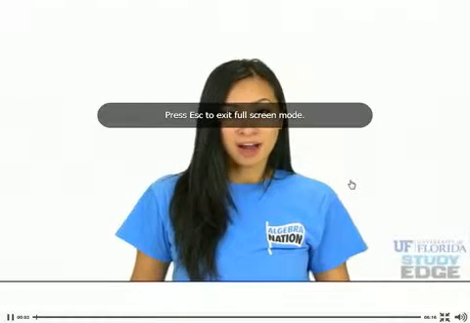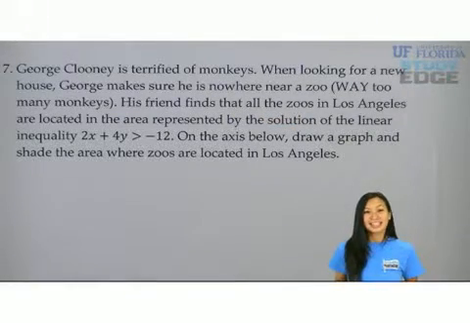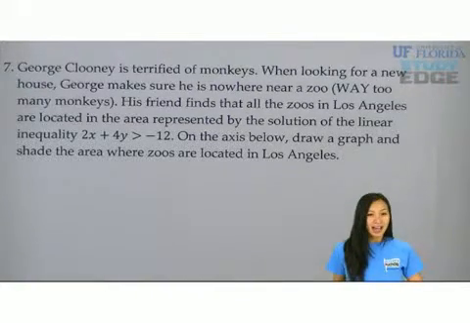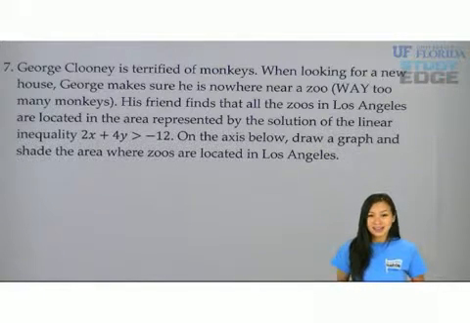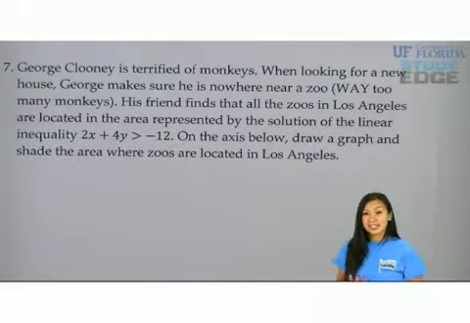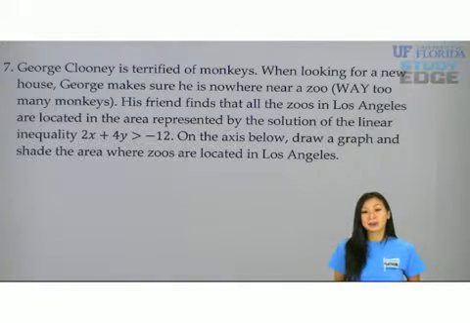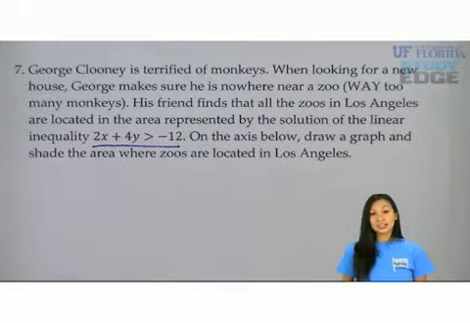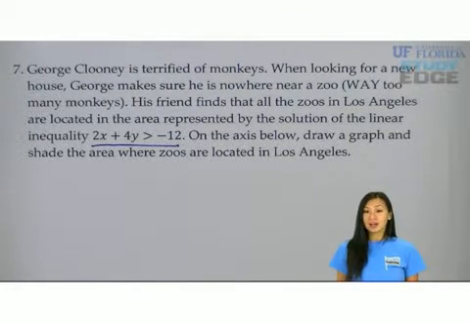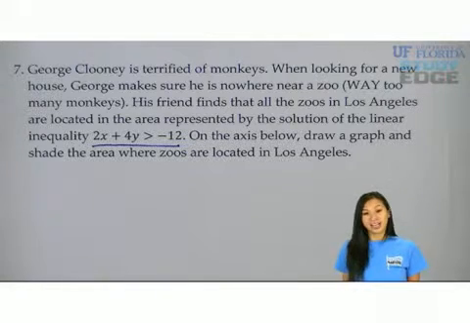Alright, today we're going to look at a problem about George Clooney and monkeys. George Clooney is terrified of monkeys. Who wouldn't be? When looking for a new house, George makes sure that he is nowhere near a zoo because there's way too many monkeys. His friends help him out and find that all the zoos in Los Angeles are located in the area represented by the solution of the linear inequality 2x plus 4y is greater than negative 12. On the axis below, draw a graph and shade the area where the zoos are located in LA.